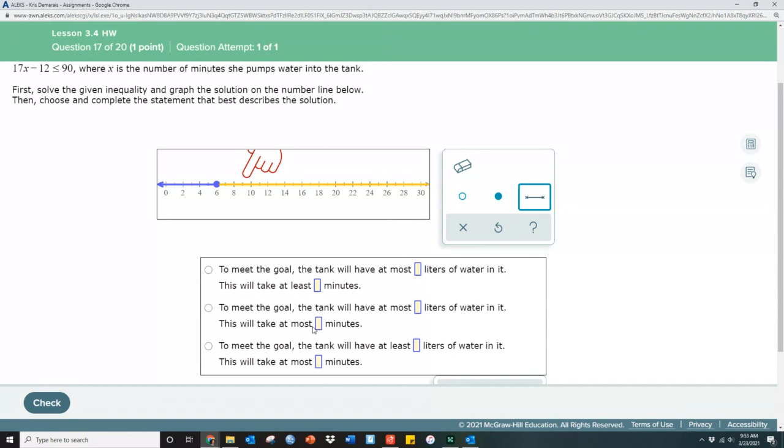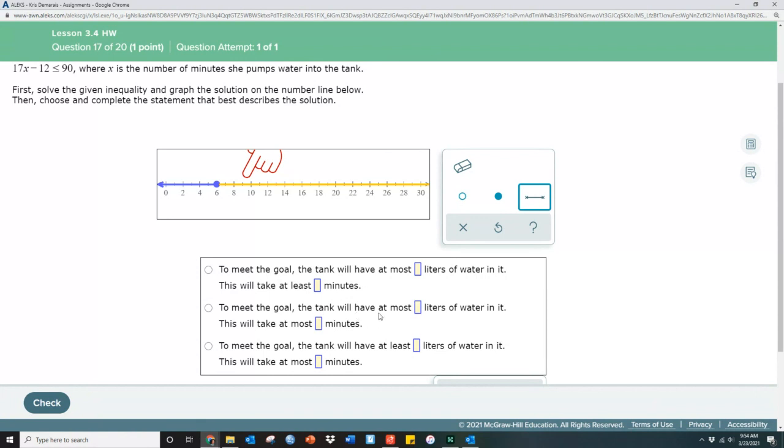Because we don't want it to go more. I mean, that's the maximum amount of time we want, is 6 minutes. If we say at least 6 minutes, then we could put 10 minutes worth of time in it. Well, 10 minutes would keep on overflowing the tank. So we don't want to be over 10 minutes or over 6 minutes. We want to be at most 6 minutes.